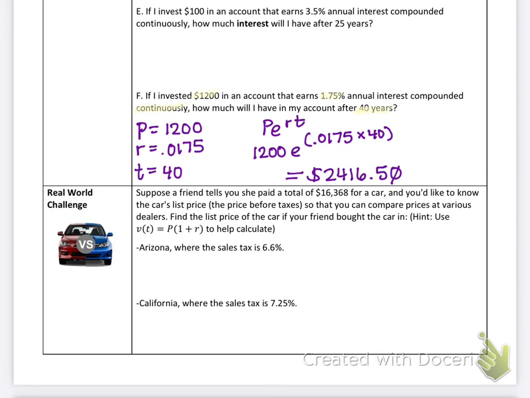All right, so I wasn't able to project the very last problem, but I did want to share it with you here. I hope that you tried letter F as well. We have all of our key pieces of information. It is compounded continuously, so we are going to be using that PERT formula, and your answer should have been $2,416.50.